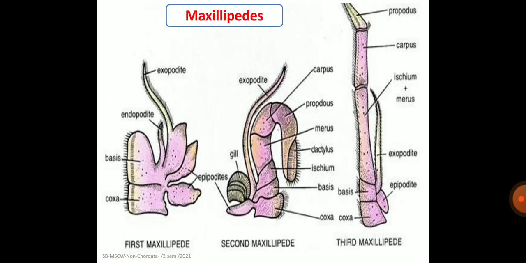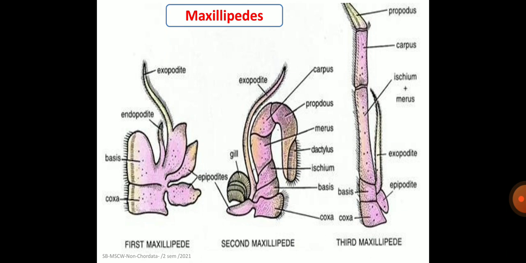So here is the representation of maxillipedes. You can see the diagrams which are drawn beautifully and you can easily understand them. I just gave you the explanation about the first maxillipede. You can see how beautifully the coxa, the basis, epipodite, exopodite as well as endopodite are drawn.